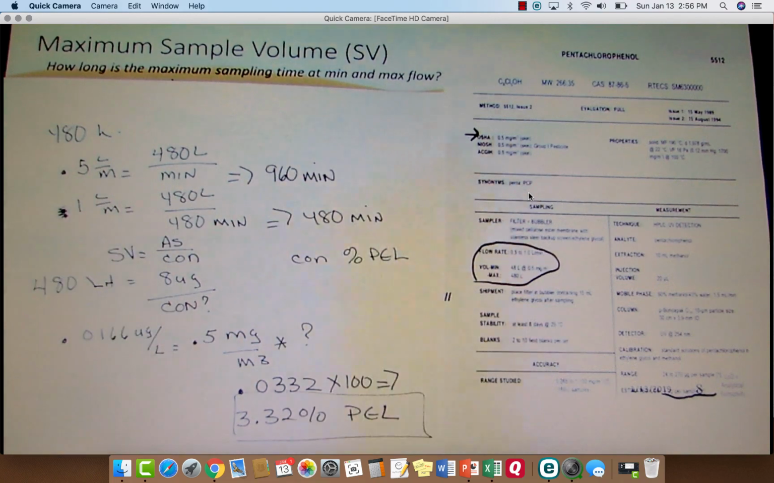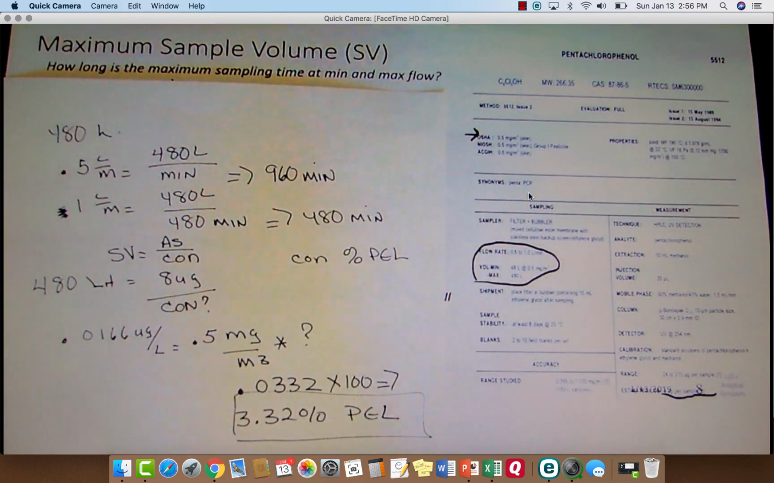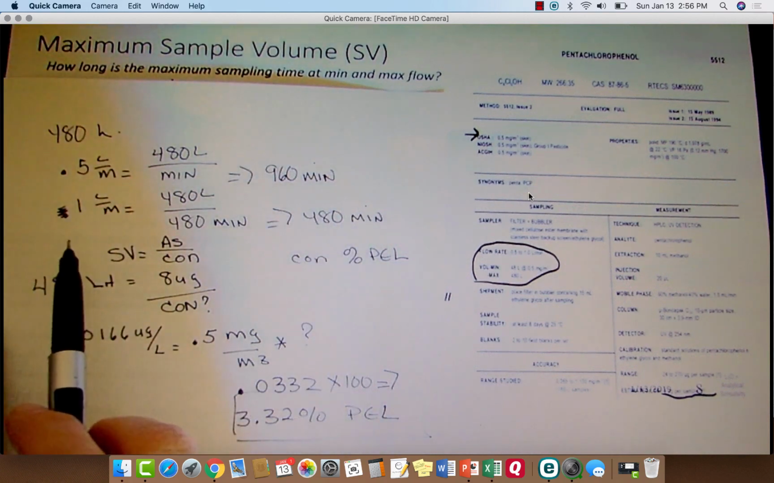It means at an analytical sensitivity of 8 micrograms, I can accurately measure 0.0016 milligrams per cubic meter if I run at 1 liter per minute for 480 minutes.